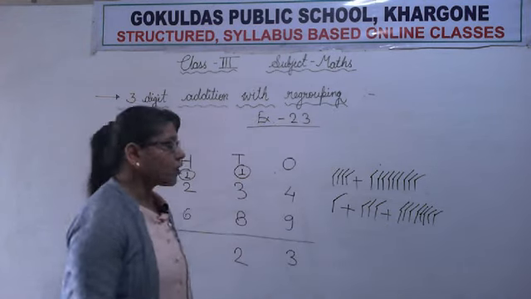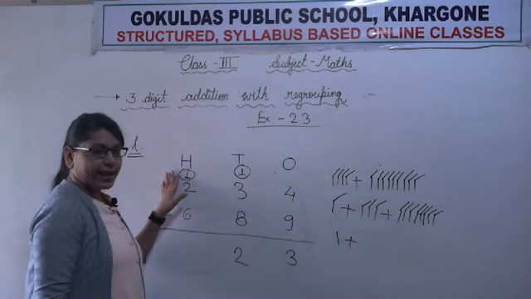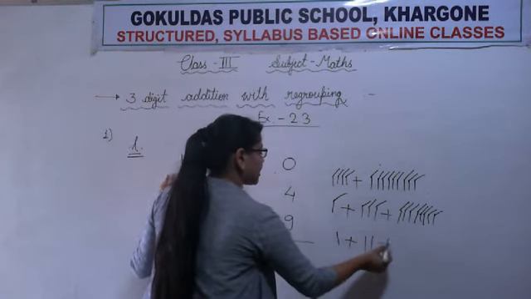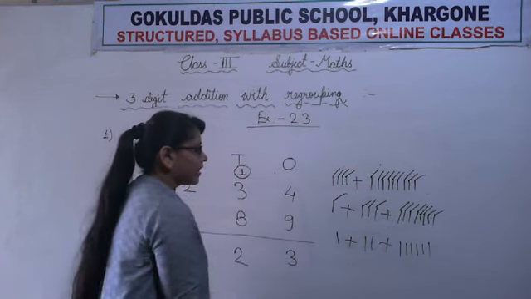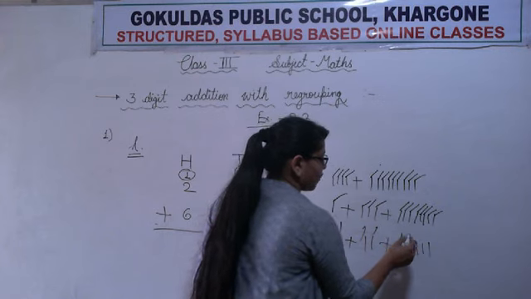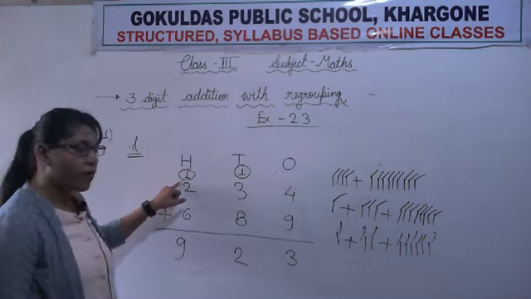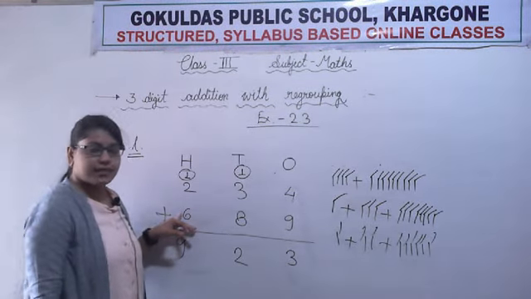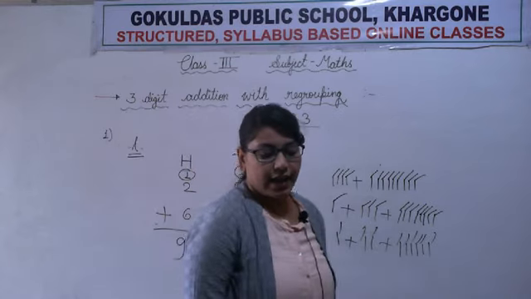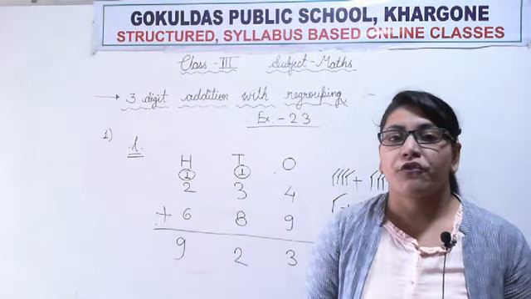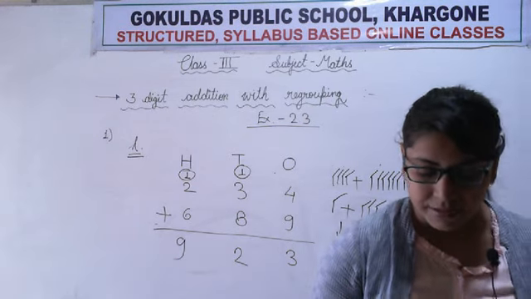Now the last column, which is of hundreds. 1 of carry, 2 the next number, and the last number is 6. So let's add them all: 1, 2, 3, 4, 5, 6, 7, 8 and 9. So our first addend is 234, the second addend is 689, and our sum or total is 923. So this is how we do 3-digit addition with regrouping.